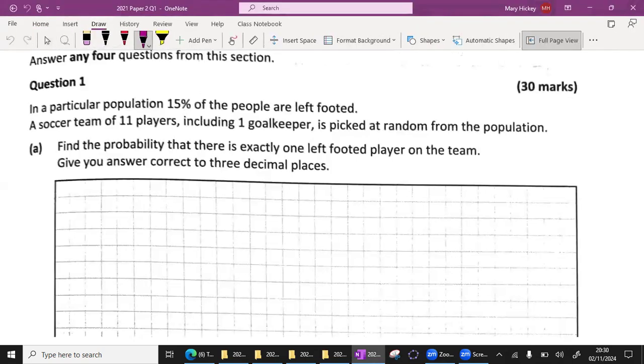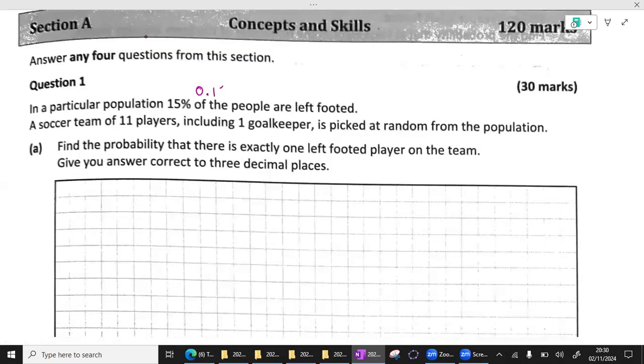So 15%, we can write as 0.15 as a decimal. Straight away, let's write down not left-footed, 0.85. So again, this is a Bernoulli trial. It's a success or failure. You're basically saying that you get someone who's left-footed or you get someone that isn't. So success, in this case, is finding someone that is left-footed.